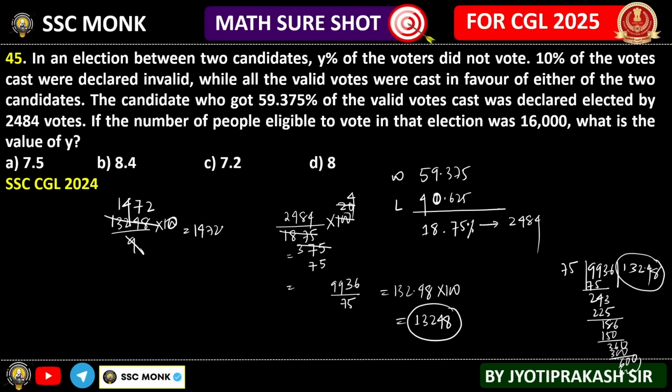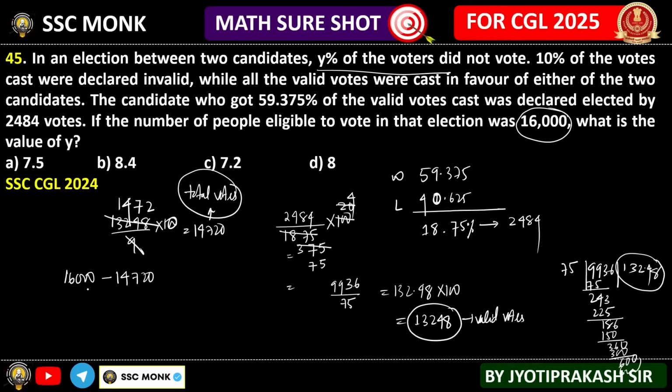So 14,720 is the votes. This is my valid votes. Now this is the total votes. This is the actual number of voters. So how many did not vote? Sir, 16,000 minus 14,720 out of 16,000 into 100. Zeros gone, 720, that means 280. 1,600 zeros gone. 16 8s are 128. So 8% actually didn't vote that day.